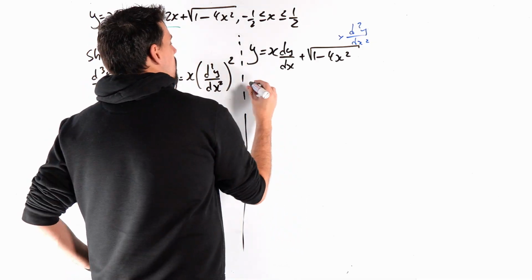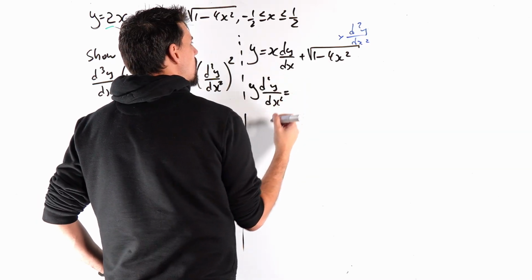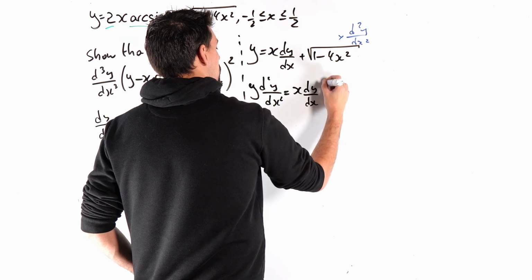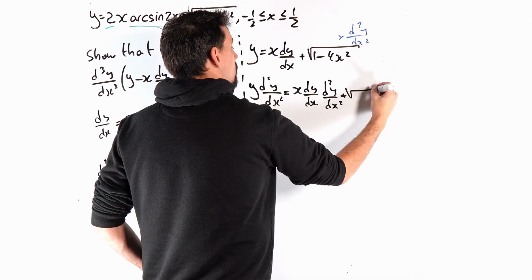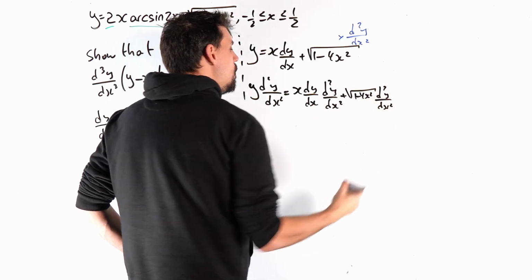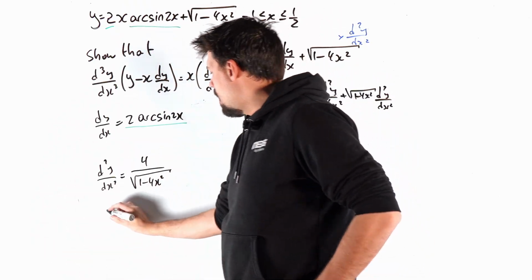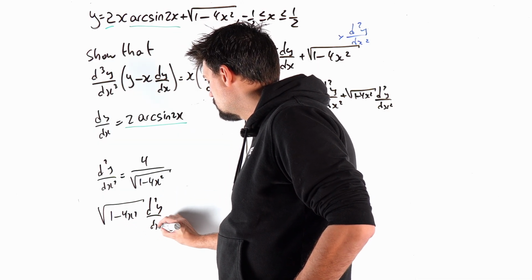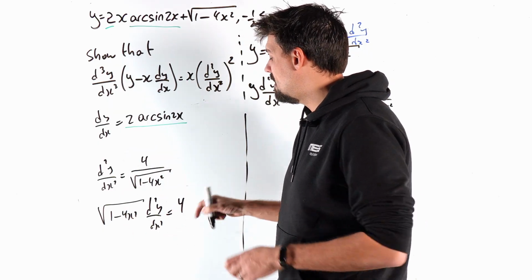Why would you do that, Nick? What is wrong? Have you finally lost all leave of your senses? Well, I have and I haven't. And why is that? Because if I multiply this up, I get the fact that square root of 1 minus 4x squared times d2y dx squared is actually 4.